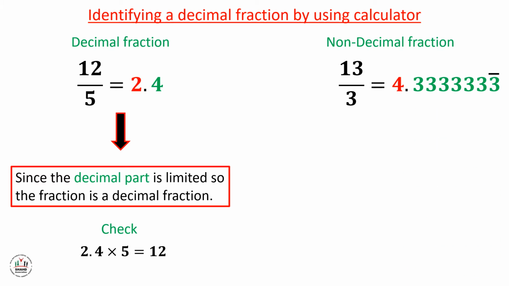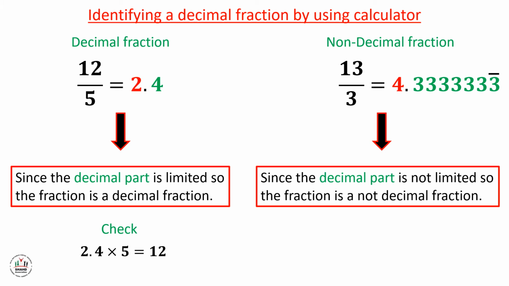Non-decimal fraction, 13 over 3. Again, by using your calculator, the quotient will be equal to 4.33333, etc. And we use the dash sign, which appears over the last number 3 after the decimal point, to represent the infinite repetition of this number. Since the decimal part is not limited, the fraction is not a decimal fraction.